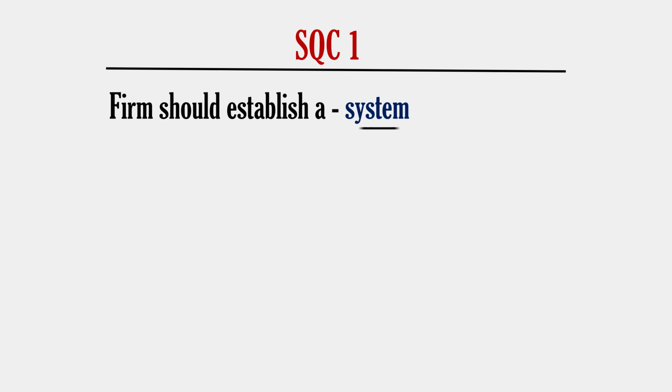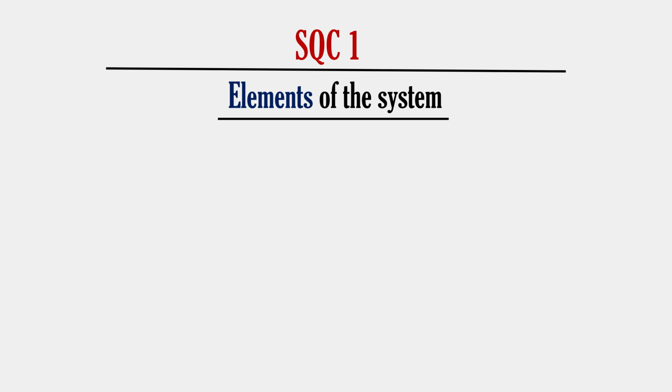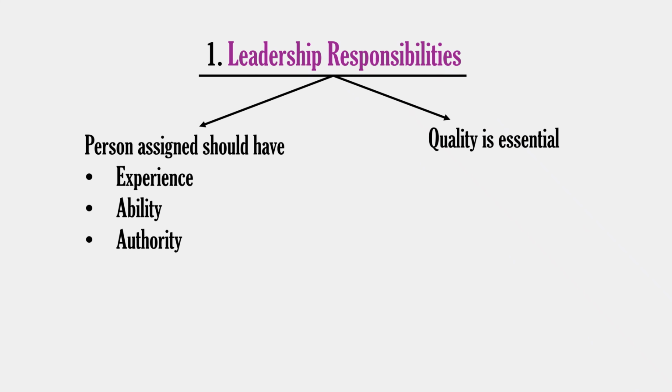SQC 1 suggests that firms should establish a system wherein the firm and personnel both comply with professional standards and legal requirements and issue a report appropriate in the circumstances. Now, there are six elements of this system, that is, leadership responsibilities, ethical requirements, acceptance and continuance of client relationship, human resources, engagement performance, and monitoring.